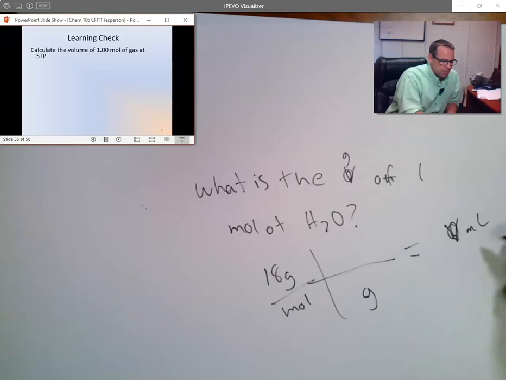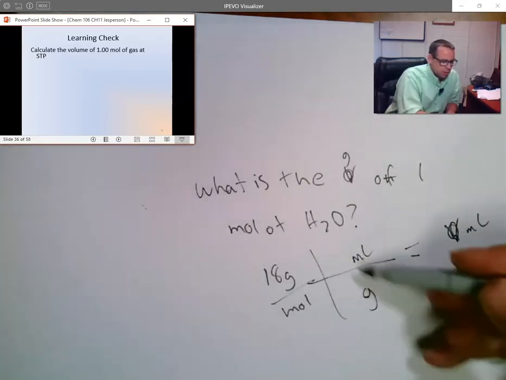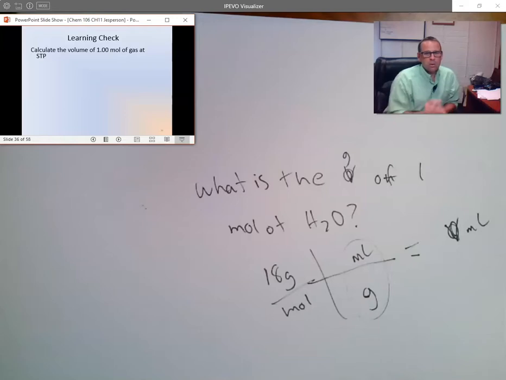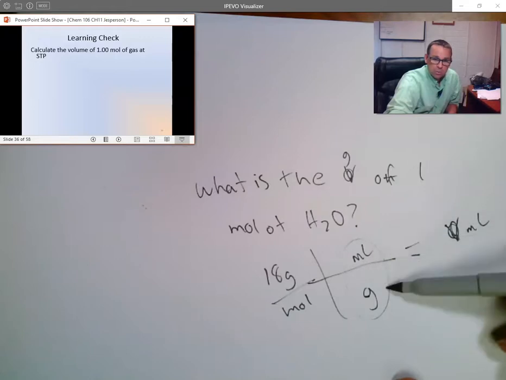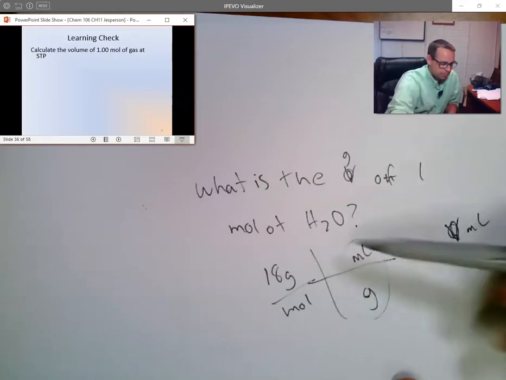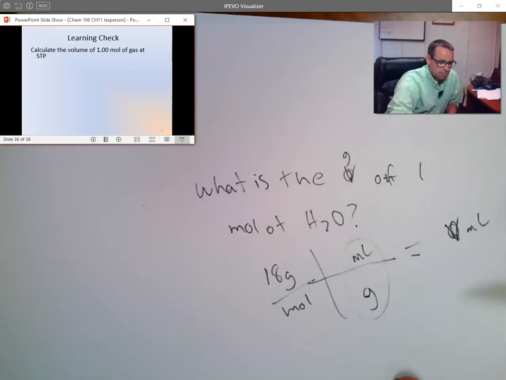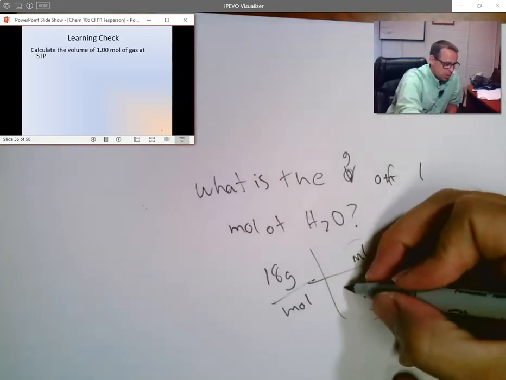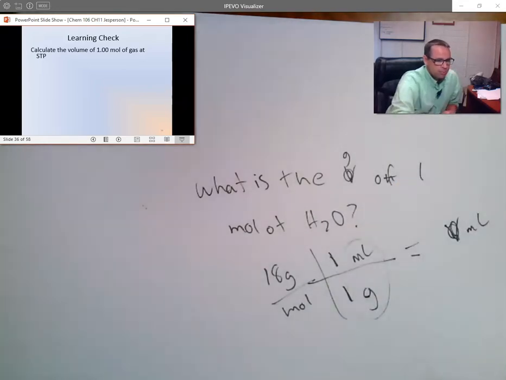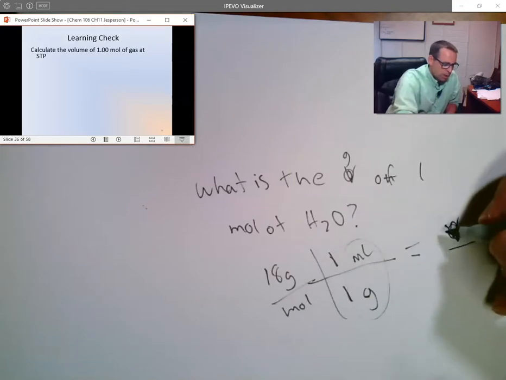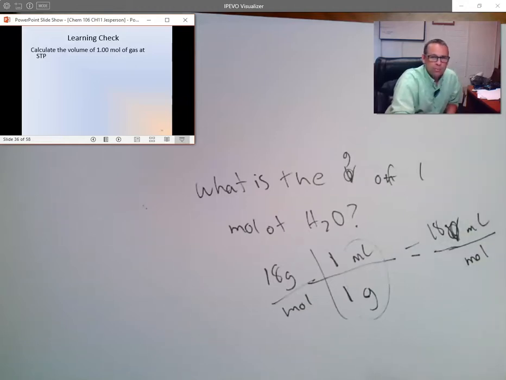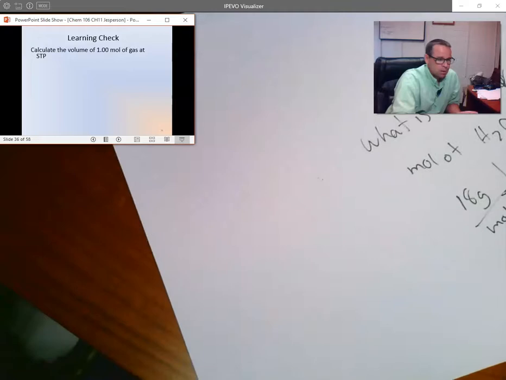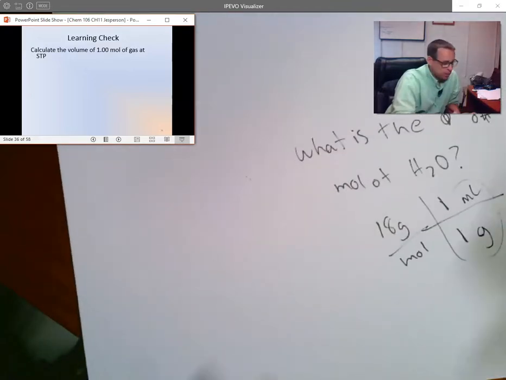And what do I want? Milliliters, right? So what do we call that? That's the density. Per milliliter. What is the density for water? Remember the density of water? It's 1 gram per 1 milliliter. Okay? So I find out that there's 18 milliliters for every mole of water. 18 milliliters. Okay? So how large is 18 milliliters?